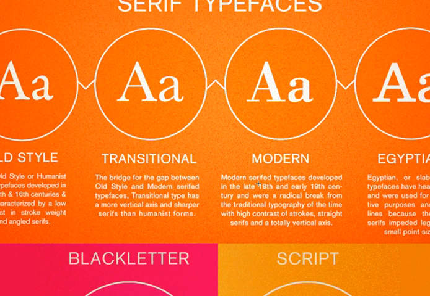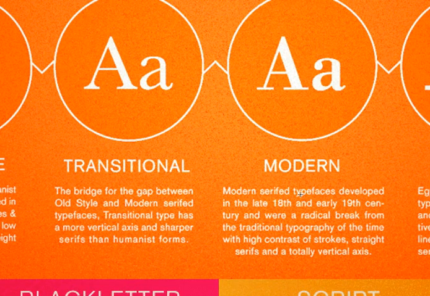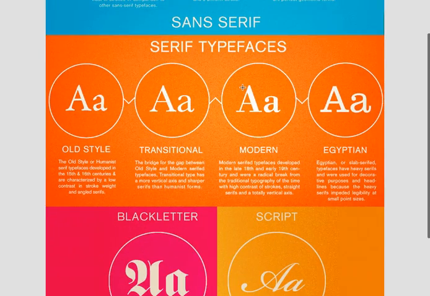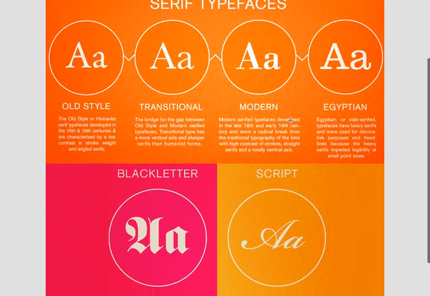Now, if you read modern, in contrast, modern serif typefaces developed in the late 18th and early 19th century and were a radical break from the traditional typography of the time, with high contrast of strokes, straight serifs, and a totally vertical axis. So they move straight up and down, and the serifs are hard. They have no little curved edges or softness to them. What that means to us is when we look at the different styles from old style to more modern, we end up with something that feels crisp, clean, and cutting edge. And so this speaks to the personality of these typefaces to communicate a story.